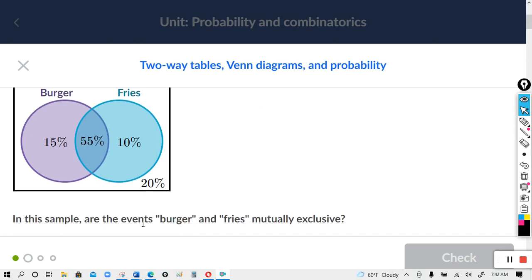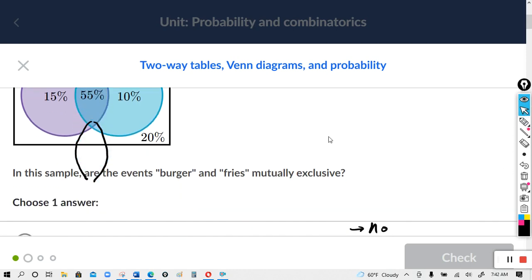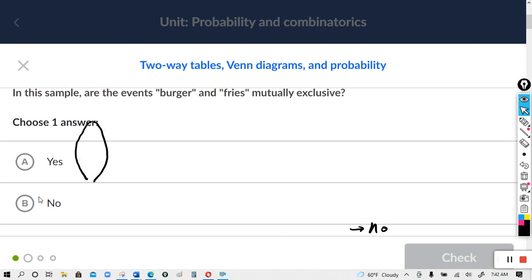All right. So in this sample, are the events burger and fries mutually exclusive? Well, is there overlap? We can see the overlap right in here. Right in here is where the two events overlap. Mutually exclusive means no overlap. But since there is overlap, the answer is no. They cannot be mutually exclusive. So select no for that answer.